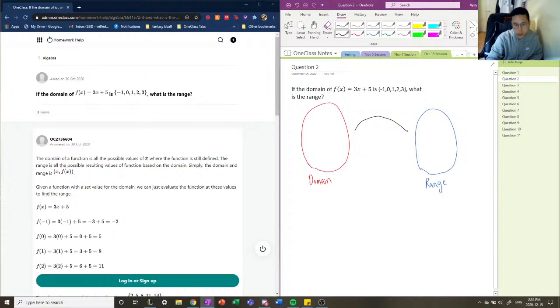So they gave us our domain, which is the set of negative 1, 0, 1, 2, and 3. They're asking us to find f of x, so what do these values map to in our range? To find our range, we have to plug each of these values into our function and see what its output is. By doing so, we will be able to find the range.